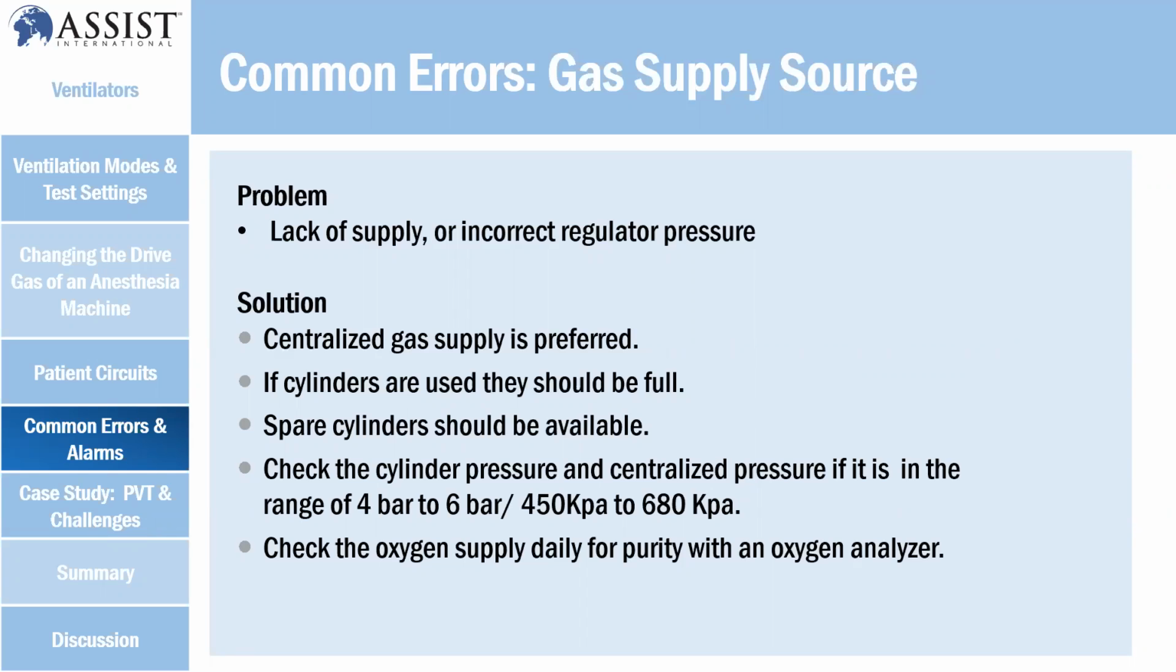If you're using a cylinder, make sure the cylinder is always full, and always keep a separate extra cylinder, and check the cylinder pressure. On centralized, check it's inside the 4 bar or 6 bar range. But if you are using a cylinder, check the regulator is inside 4 bar to 6 bar. That's another thing that you need to look at. And check your oxygen supply daily for purity with an oxygen analyzer, on the centralized system and on the cylinder itself.